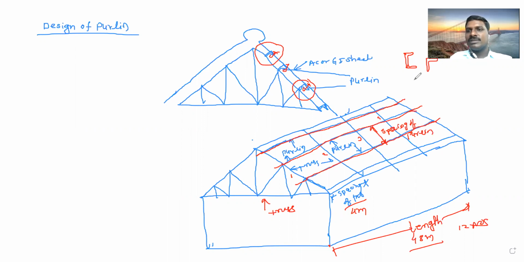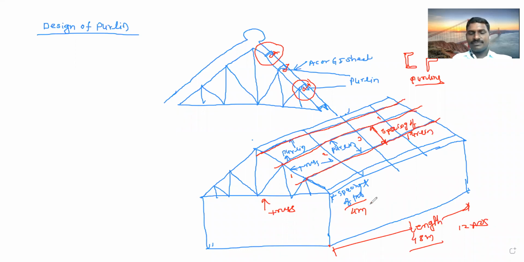So these sections we are providing for purlin, channel section or angle section. So here I have shown angle section. Okay, so draw the sketches. So spacing between purlin and spacing between truss is opposite to each other, right angle to each other. Spacing between truss and spacing between purlin is opposite to each other, or we can say right angle to each other.